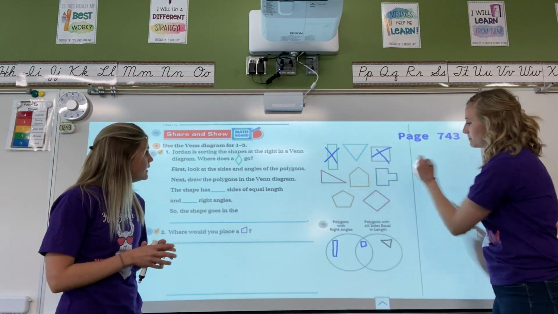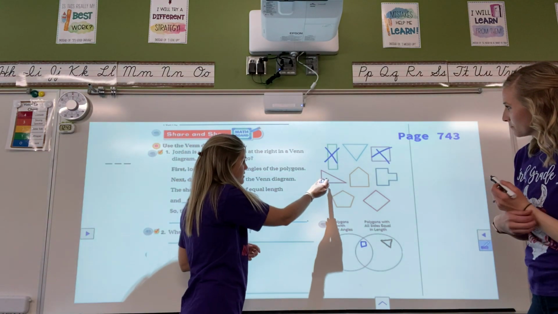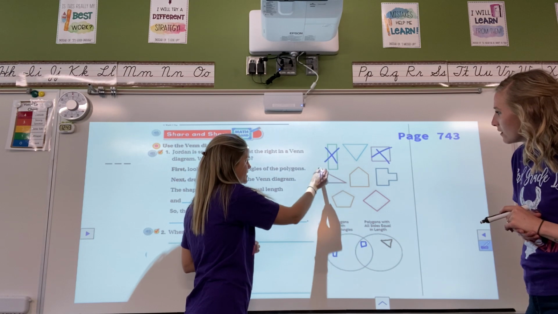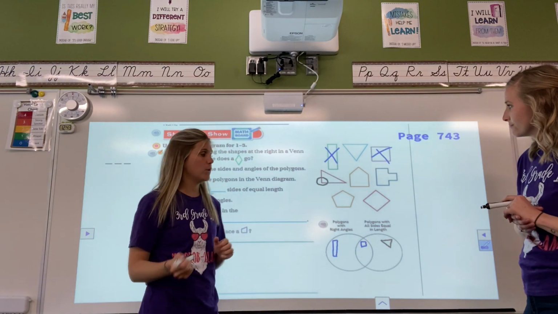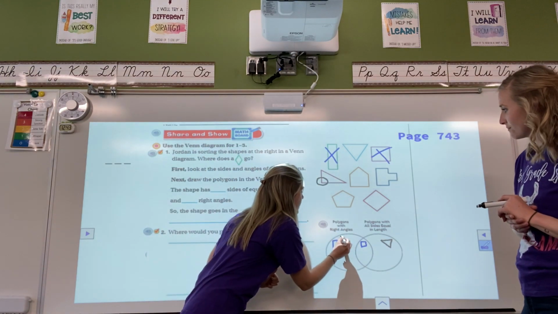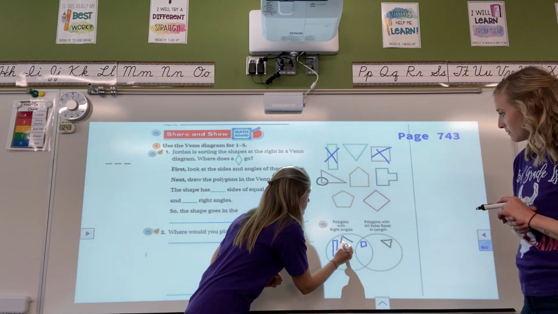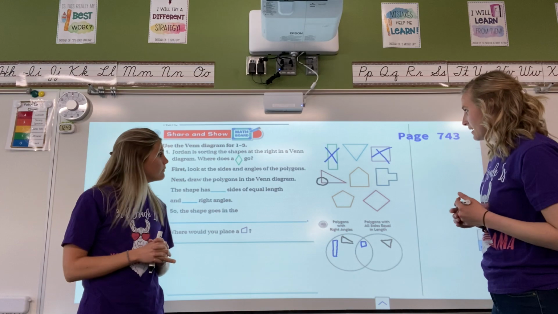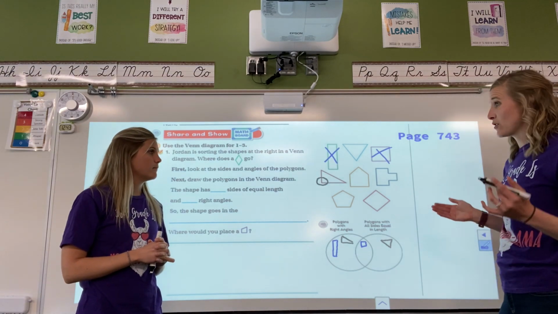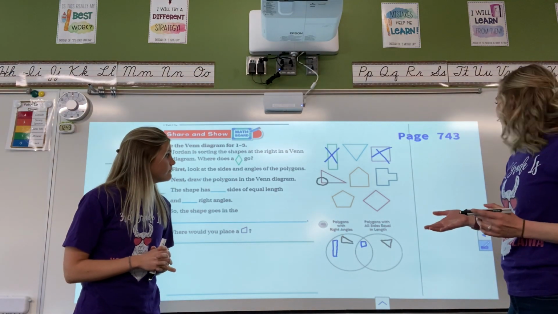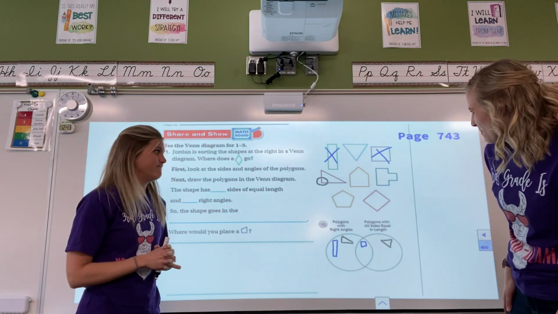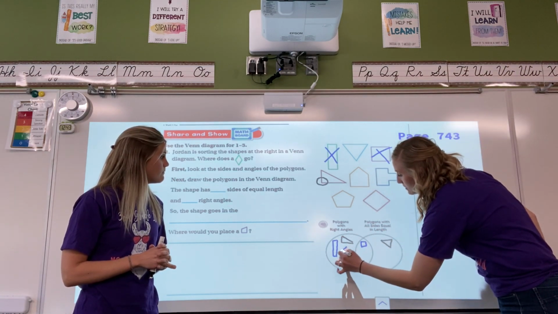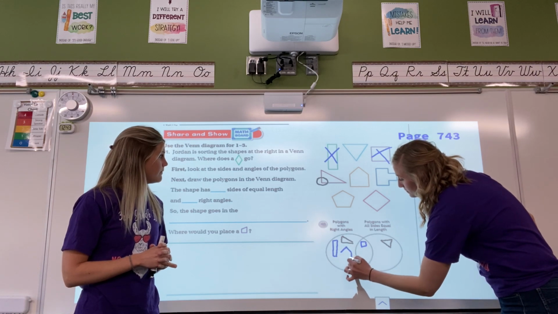All right. Next one. It has a right angle right there, but not all the sides are the same length. So it's just going to go into the right angle one. Okay, next one that I'm looking at. Right away, I keep looking at those right angles. Not all the sides look the same to me, so I know that it has to go here.